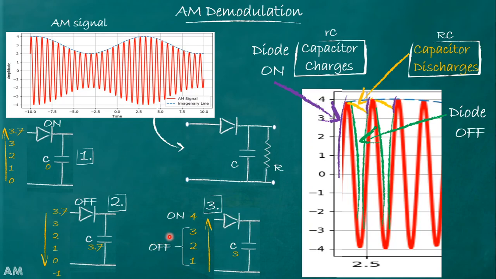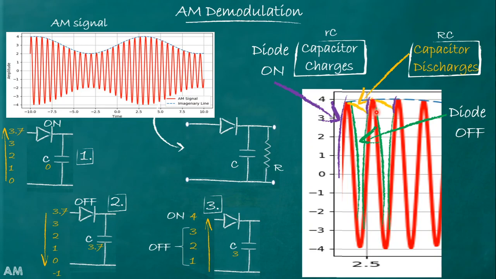Now as your input is increasing, once your input voltage is greater than the capacitor voltage, your diode will once again turn on and your capacitor will once again start charging. So after your input voltage crosses the capacitor voltage, this blue line shows your capacitor once again starts charging. Now it will charge to the next peak value.